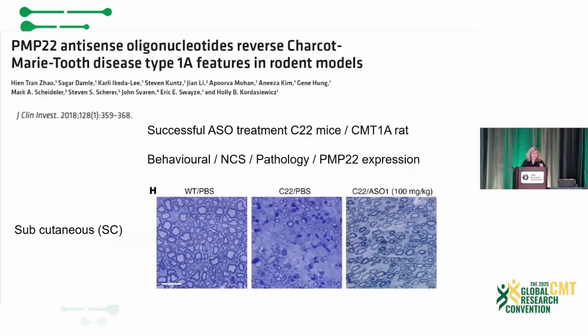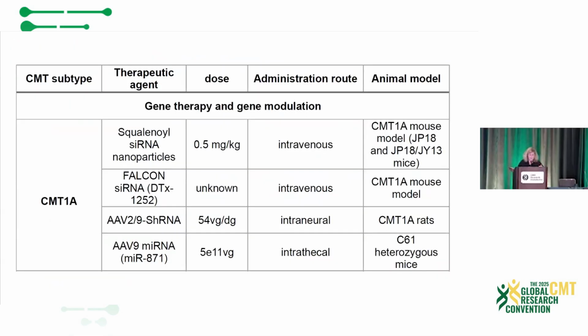And the first animal model of this was done in 2018 and it was very successful. So proof of principle that if you do reduce it, you can stop the disease progressing. And in this case, it improved a bit. And this is very exciting because multiple companies have now taken this forward and developed drugs.